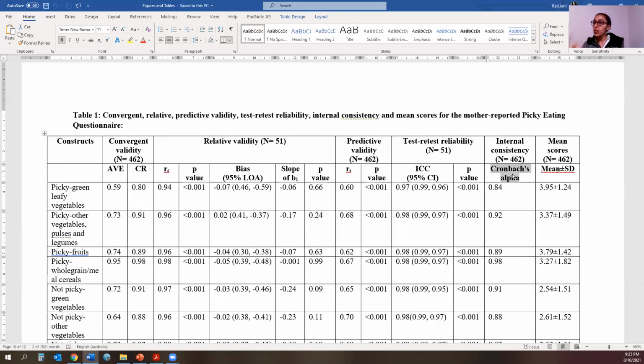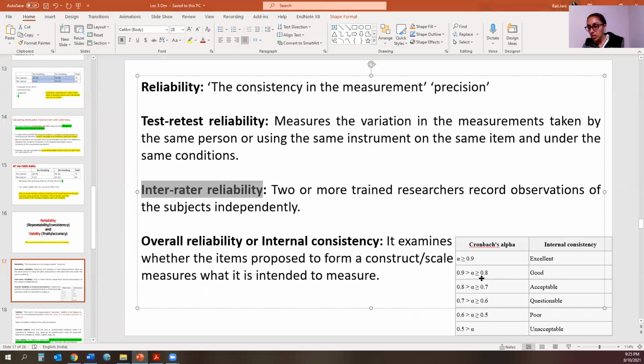So what is good internal consistency? Good internal consistency is when you have a Cronbach alpha of say 0.9, 0.8, 0.7. Generally in the literature, it says that if your Cronbach alpha is equal to or above 0.7, you have a pretty decent construct, meaning these items are going well together and they should be clubbed together.